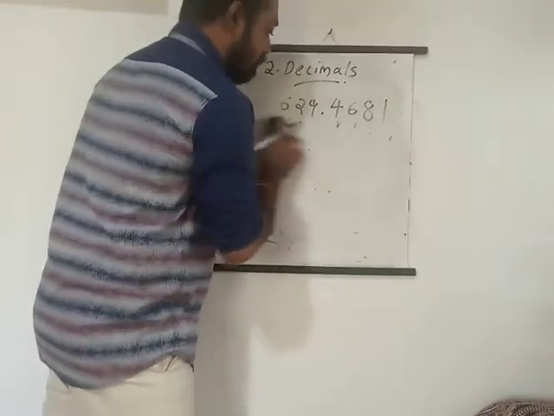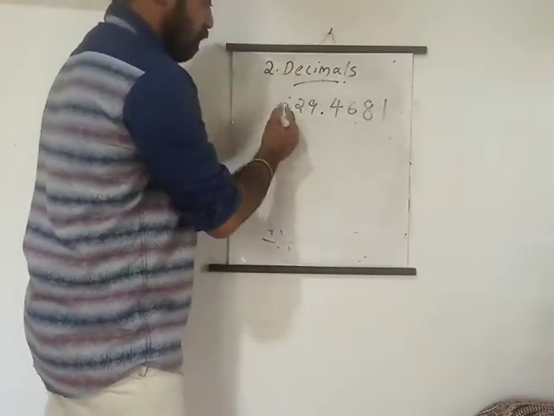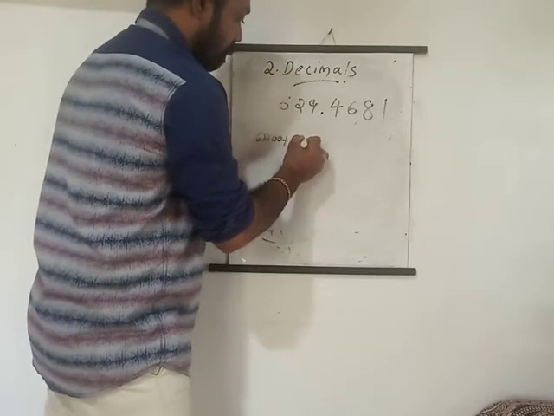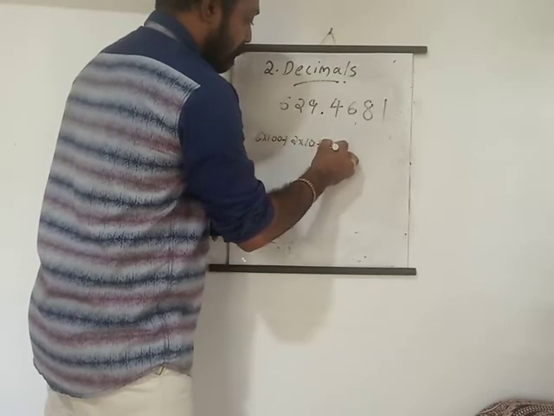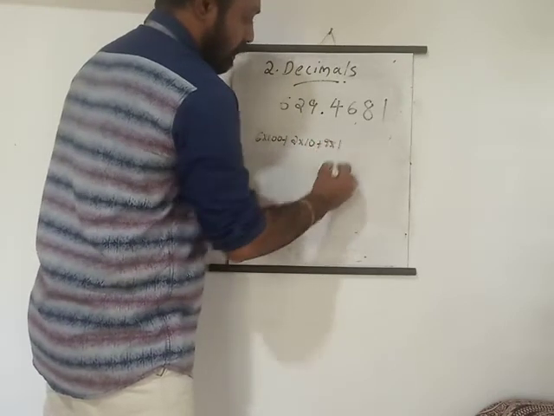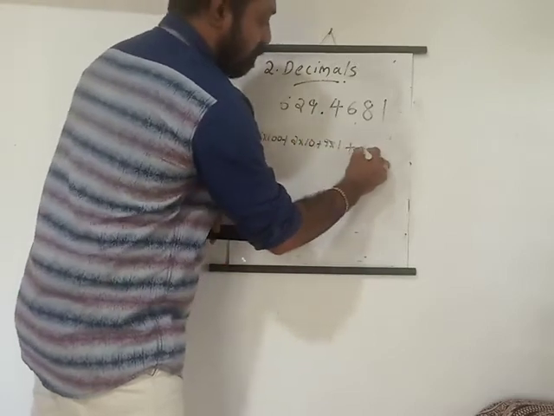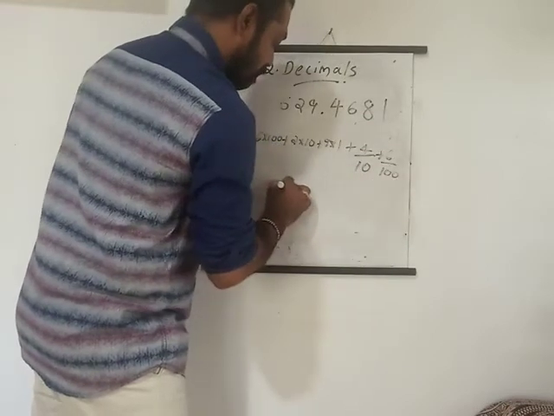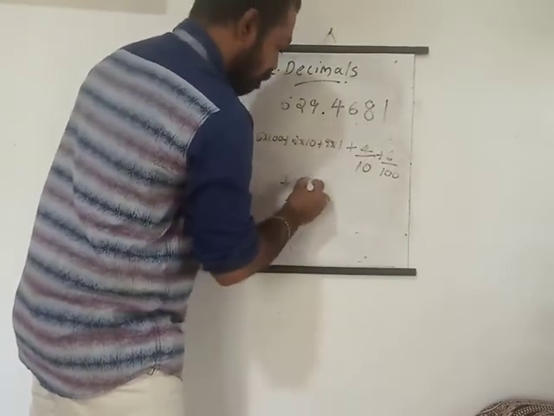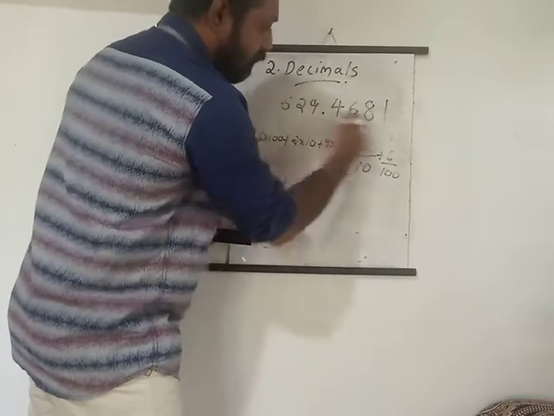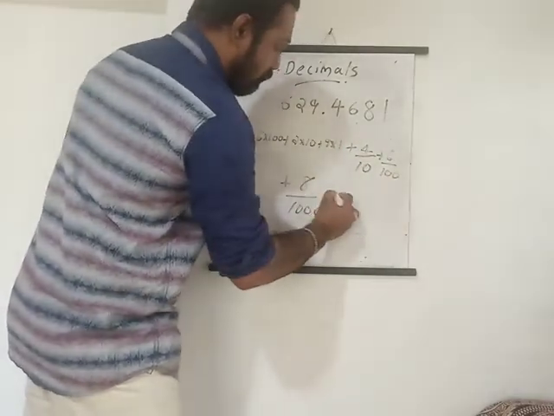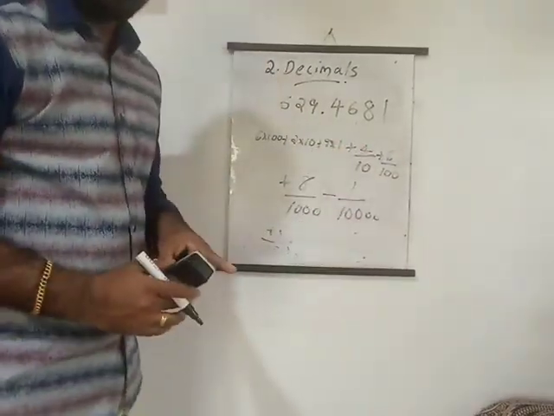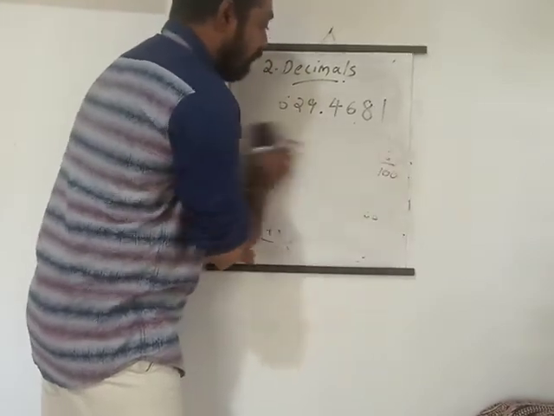And how can we write this in expanded form? 6 into 100, plus 2 into 10, plus 9 into 1, since 9 is on the ones place. Plus 4 by 10, plus 6 by 100, plus 8 by 1000, because these all come after the point, plus 1 by 10,000. Understand? This is the expanded form. Got it? So like that we can write these numbers.